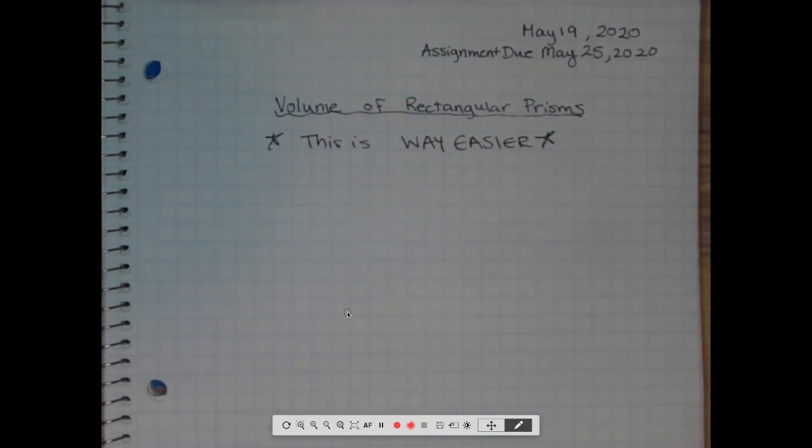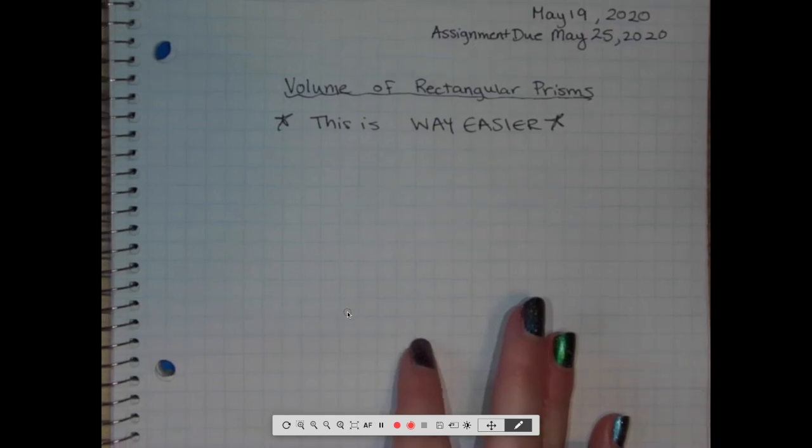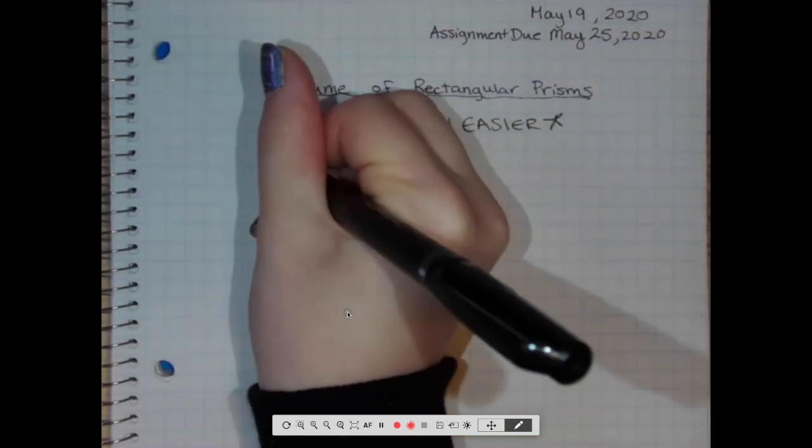Part of why I do surface area and volume at the same time is that we can focus on one shape at a time, but also you get the breather of doing volume because it's a lot easier than surface area. So some key things.